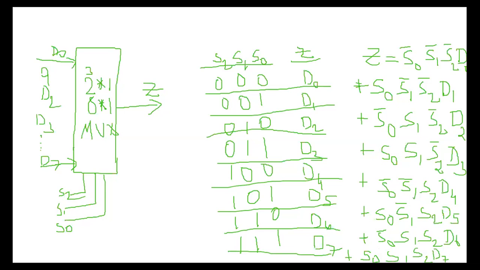For 2 by 1 MUX, it has only 2 terms. And for 3 by 1 MUX, 4 by 1 MUX, it has 4. And now you get to here, 8 terms are there, 8 terms with 3 selection lines. 2 by 1 MUX means 2 terms will be in the Z. And 4 by 1 MUX will have 4. And 8 by 1 MUX will get Z equal to 8 terms. Okay.